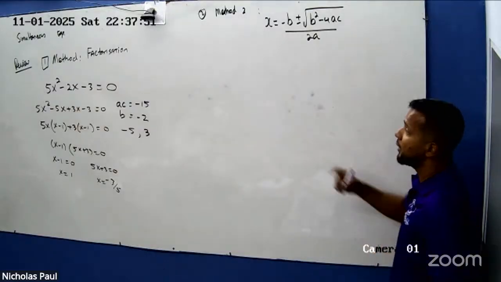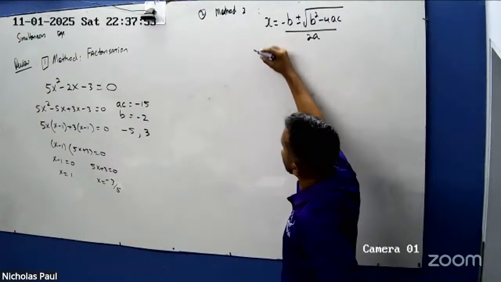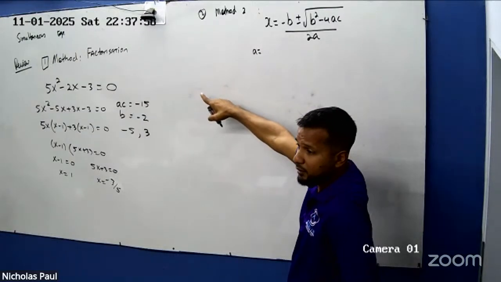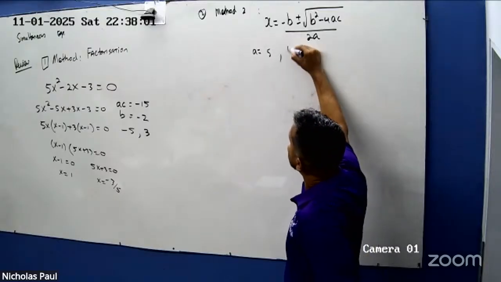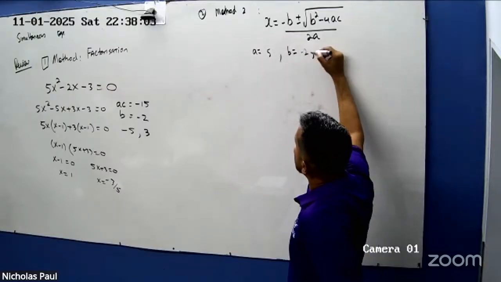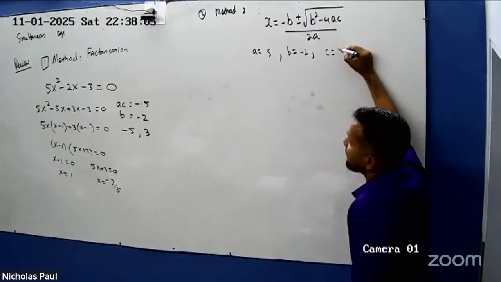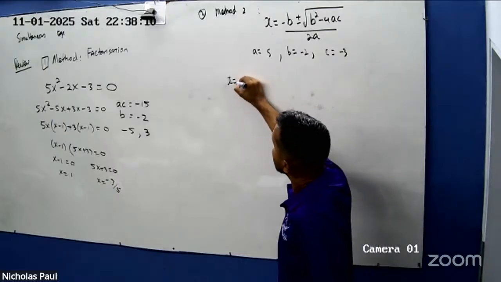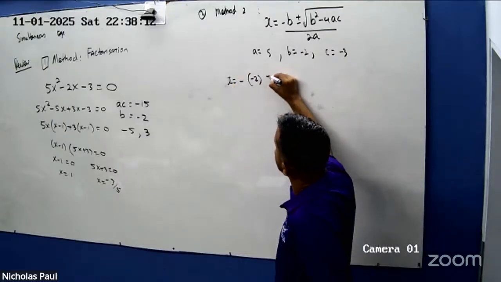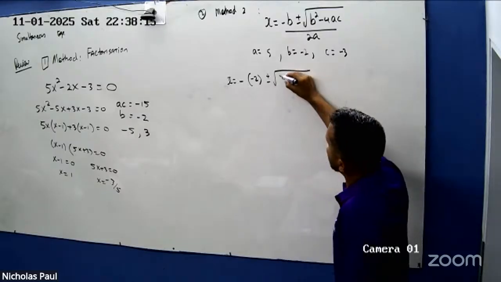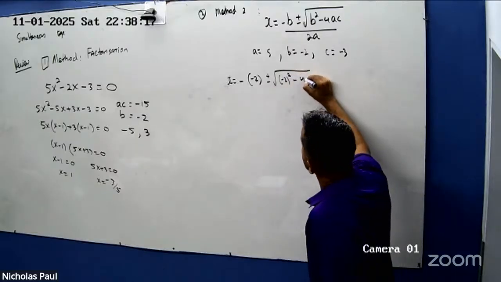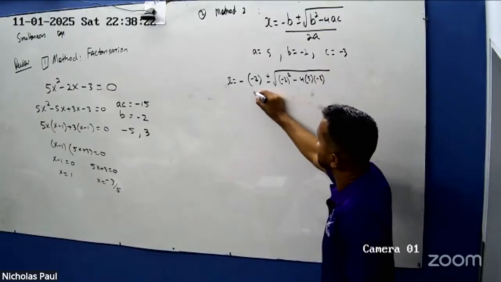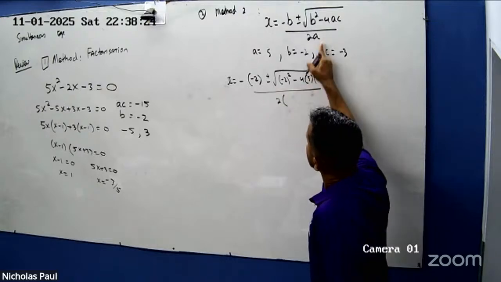So let's take a look at the example. A is what? A is how much then? A is 5. B is how much? -2. And C is how much? -3. So I can plug it in here. X is equal to -2 plus and minus the square root of -2 squared minus 4 by 5 by C, all over 2 by 5.